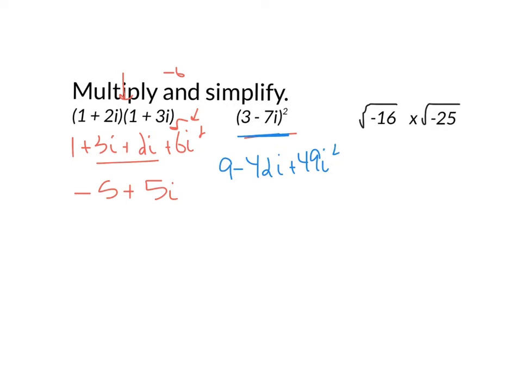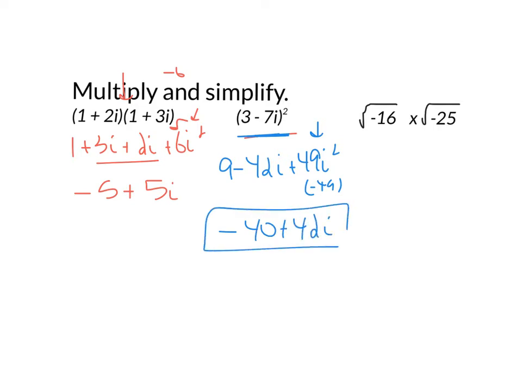All right, now, same deal. I cannot leave an i squared. i squared is really negative 1, so it really says negative 1 times positive 49, which is really negative 49. So 9 minus the 49 is negative 40 plus 42i. And that's all you got to do on that one.